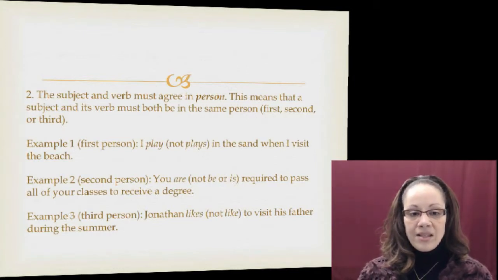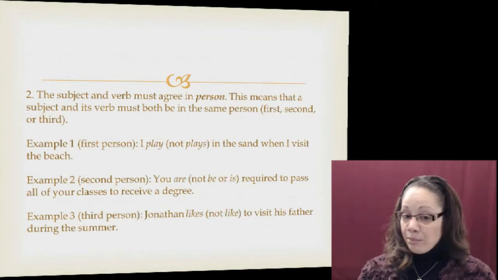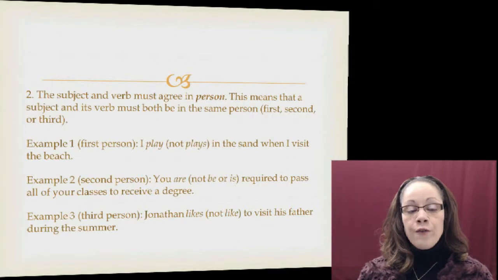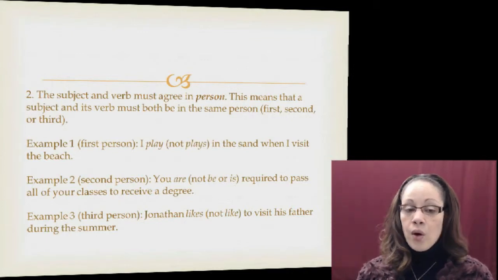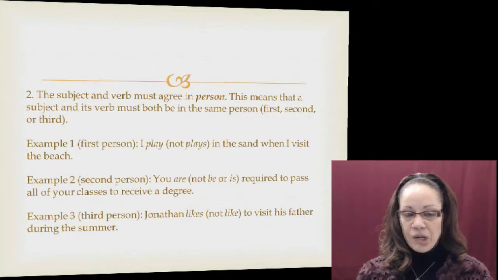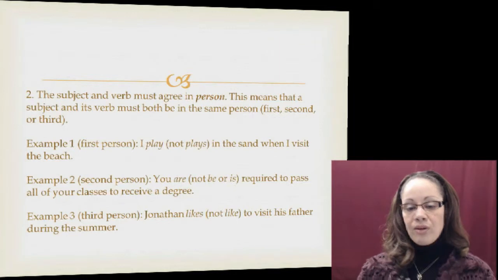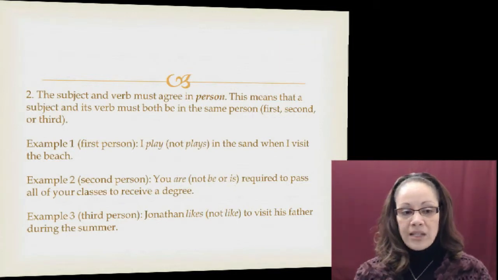I play in the sand when I visit the beach. Play is our verb, not plays. We have a singular first person pronoun as our subject, I. So who or what play? I play. I is singular, play is also singular. Again, this is for first person pronouns as our subject. Example 2 is a second person pronoun as our subject.